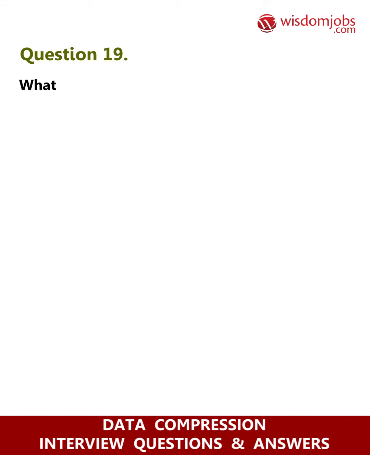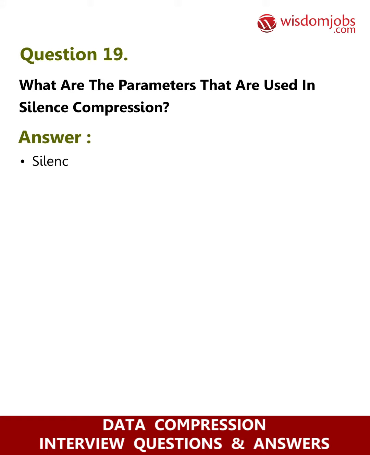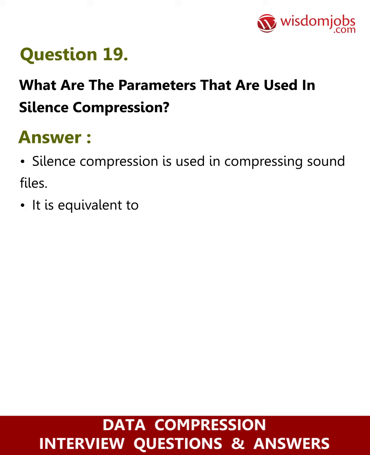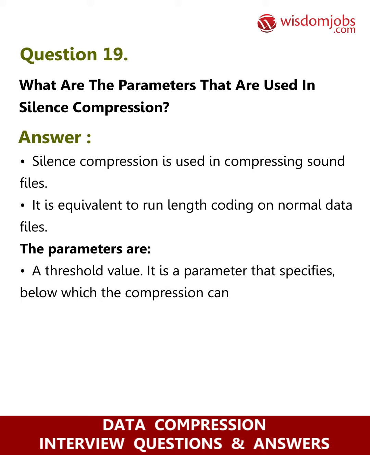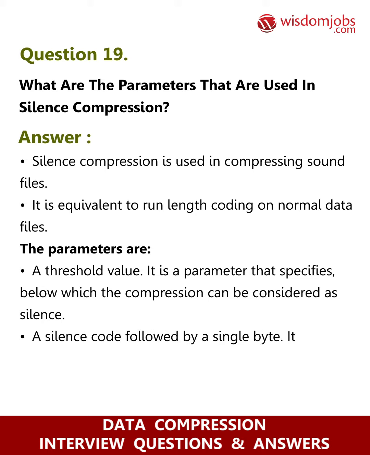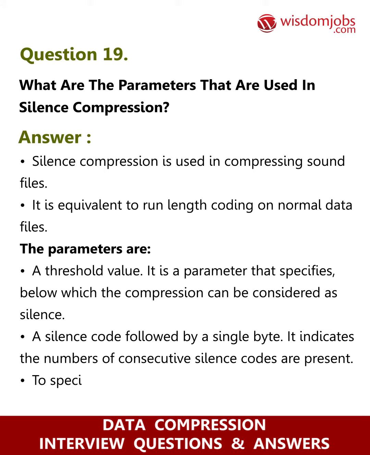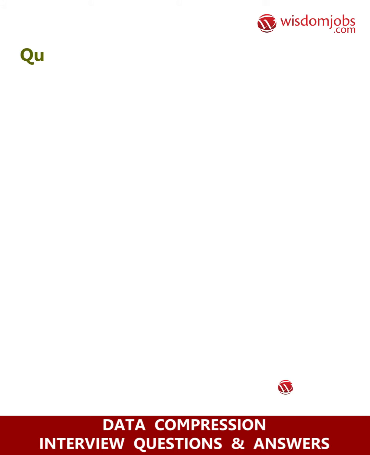Question 19. What are the parameters that are used in silence compression? Answer. Silence compression is used in compressing sound files. It is equivalent to run length coding on normal data files. The parameters are a threshold value. It is a parameter that specifies the level below which the sound can be considered as silence. A silence code followed by a single byte. It indicates the number of consecutive silence codes present to specify the start of a run of silence, which is a threshold.